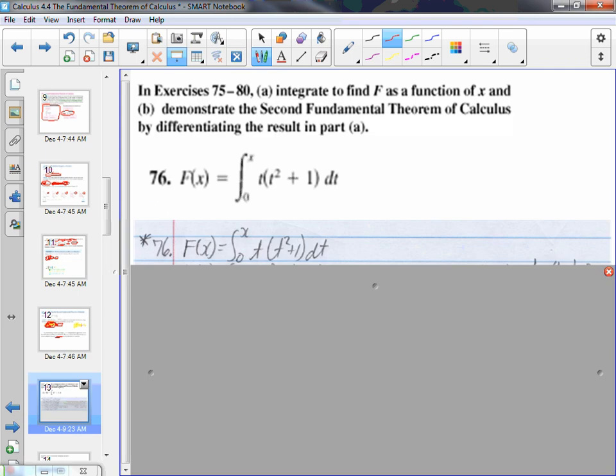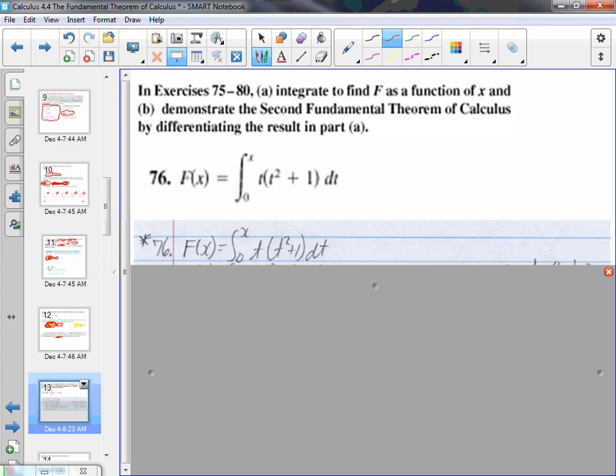On page 293, number 76. We have two parts to this. Part A, integrate to find capital F as a function of x, and then part B, demonstrate the second fundamental theorem of calculus by differentiating the result in part A. So the first thing we have to do is pretend for a moment that the second fundamental theorem of calculus does not exist. Okay? Which some of you will find very easy to do.